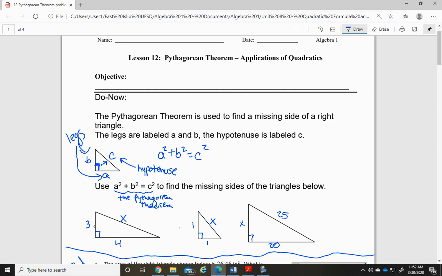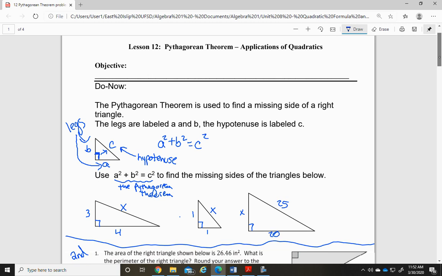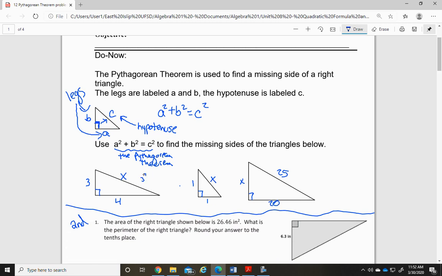So if we use the Pythagorean theorem on that first one, we would do 3 squared plus 4 squared is supposed to equal x squared. So 9 plus 16 should equal x squared. So 25 should equal x squared. We know that you can square root both sides, and you do a plus and a minus, which means x is plus or minus 5, but since these are sides of a triangle, the sides of a triangle can never be negative. So we always reject the negative when we're talking about sides of figures. So this missing side is 5.